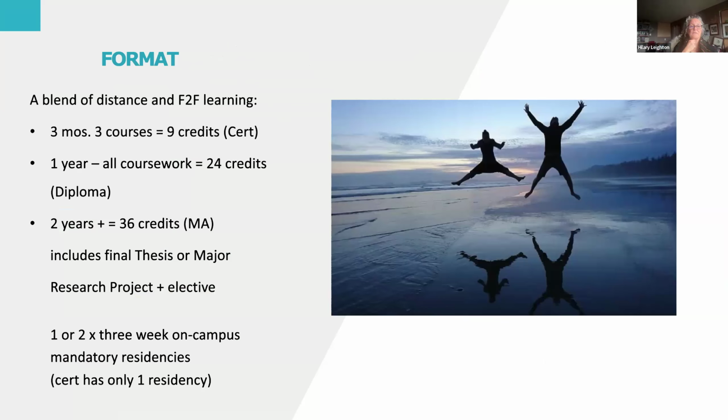Right. So this is the format. It's the first certificate, 3 months, 3 courses, 9 credits. The diploma is 1 year, all coursework, 24 credits. And the MA is 2 years and a little bit, 36 credits. And there's 2 3-week on-campus residencies if you're doing the diploma or the MA. Next slide, please.